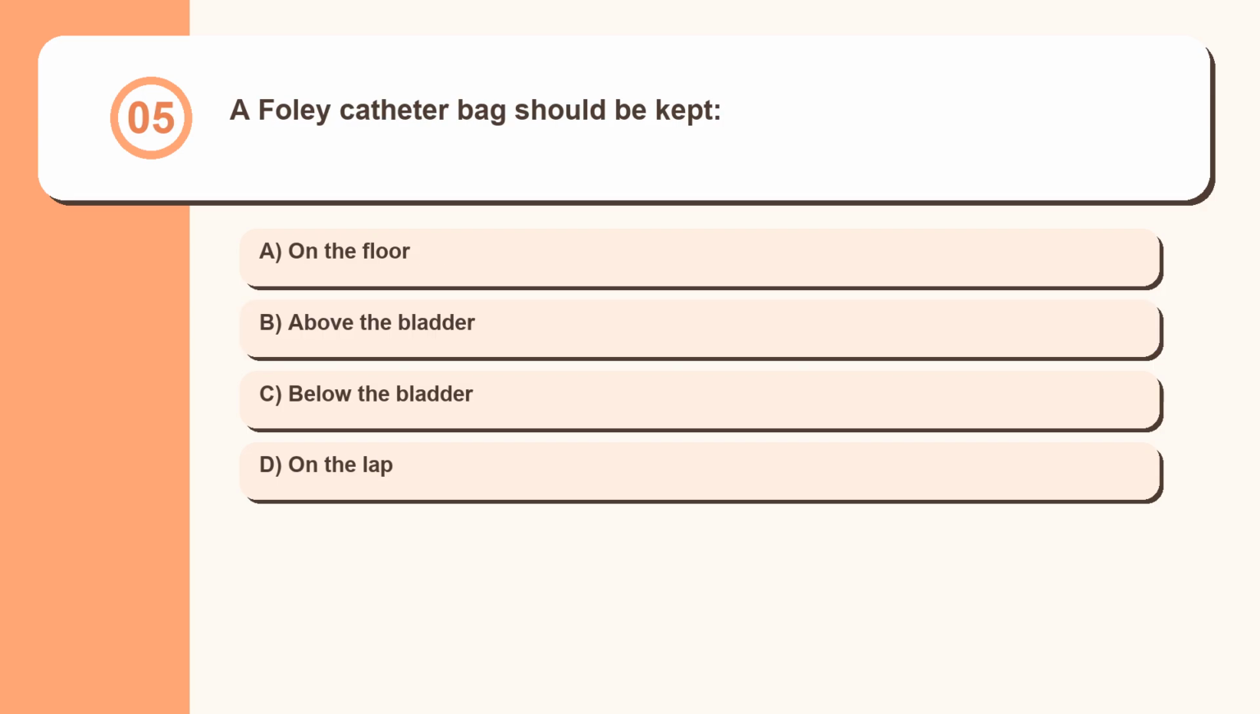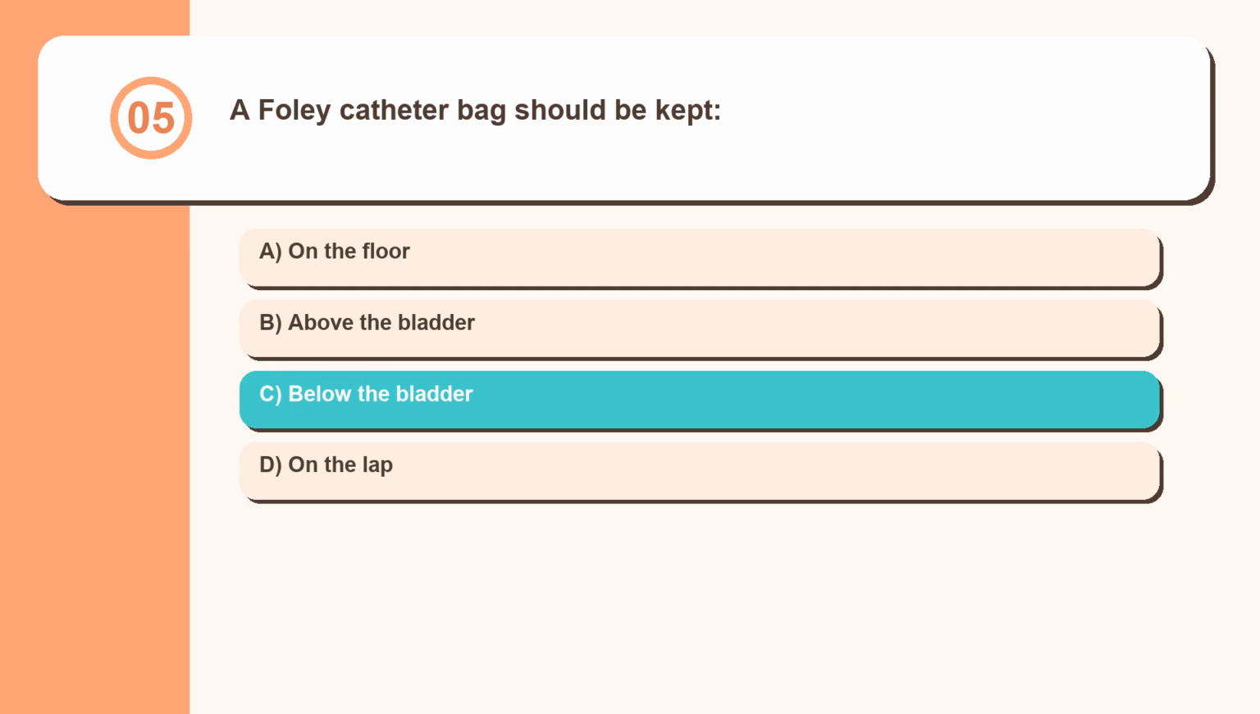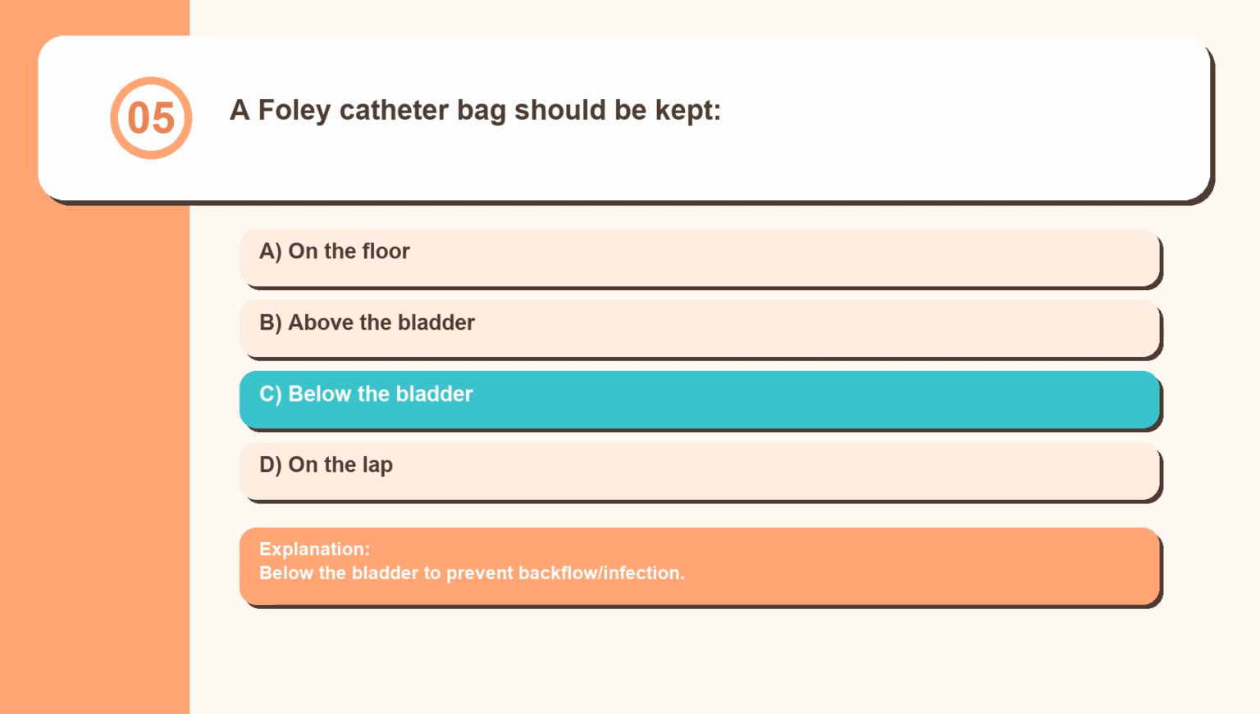Question 5. A Foley catheter bag should be kept on the floor, above the bladder, below the bladder, on the lap. Below the bladder to prevent backflow and infection.